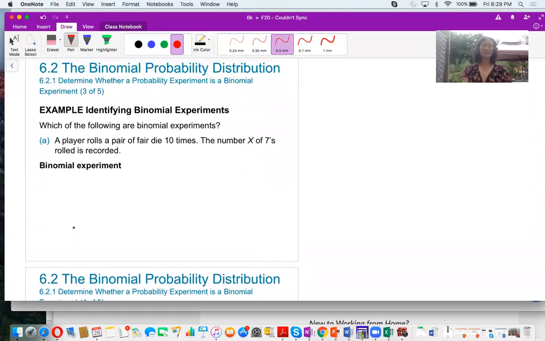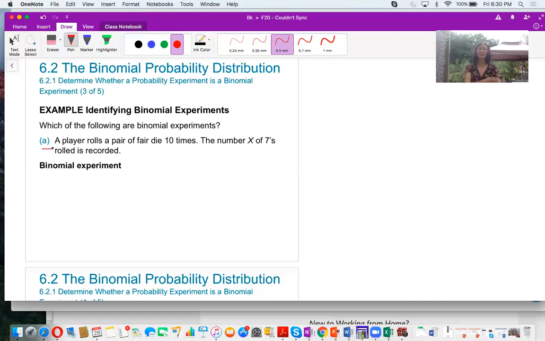Now let's take a look at an example. The question is, which of the following are binomial experiments? Question A, a player rolls a pair of fair dice 10 times. The number X of sevens rolled is recorded. So you roll a die 10 times, and however many sevens you get, you record this number. Is this experiment binomial? The answer is yes.